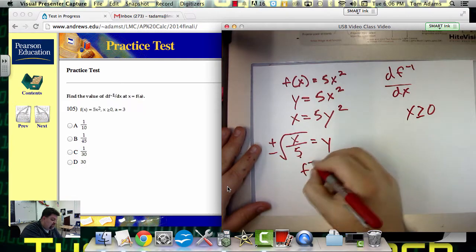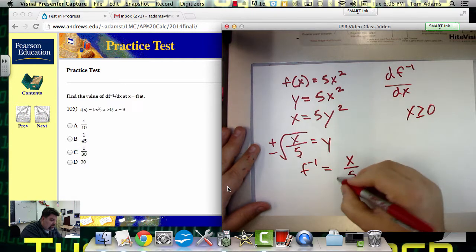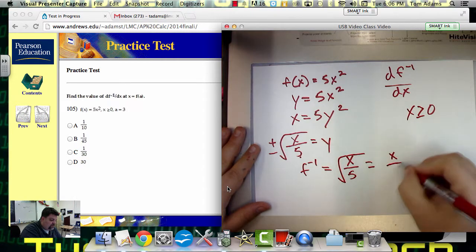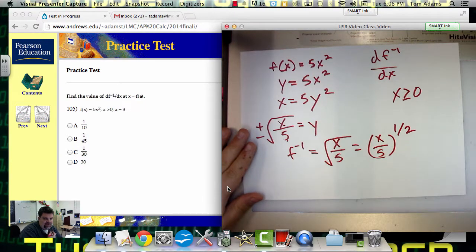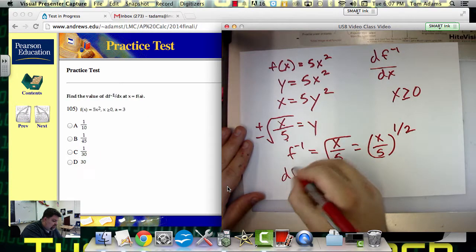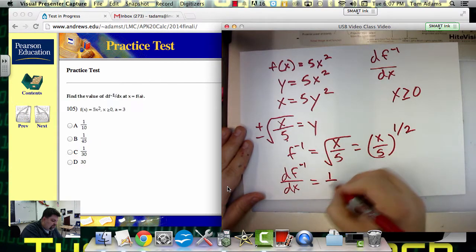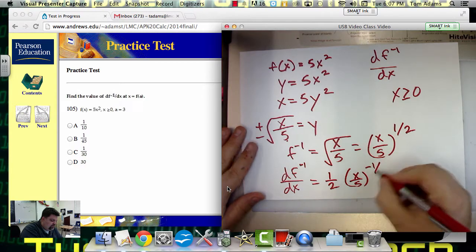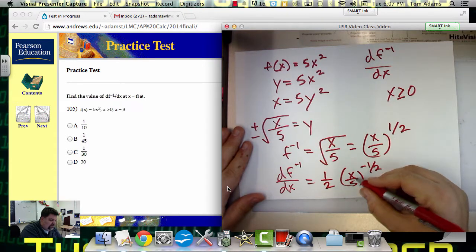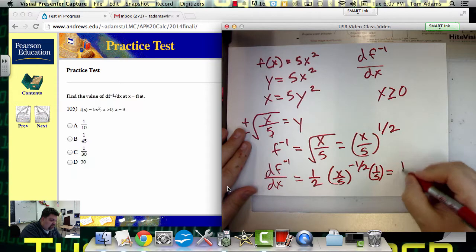So this is f inverse, which is x over 5, or the square root of that, which is really x over 5 raised to the 1/2. Okay, does that make sense? All right. So now to take the derivative of that with respect to x, I'm just going to toss the 1/2 to the front, and then have the stuff on the inside remain the same, raised to the negative 1/2, tack on the derivative of the stuff on the inside, which is 1/5. Now, if I clean that up, I've got 1 over 10.